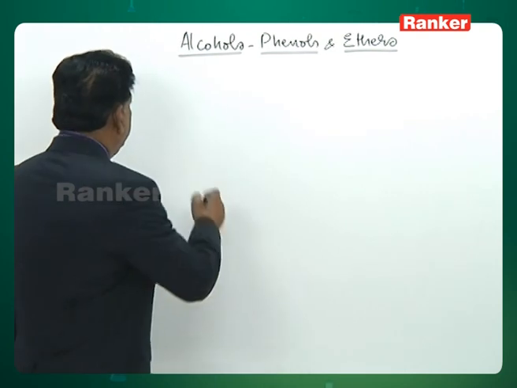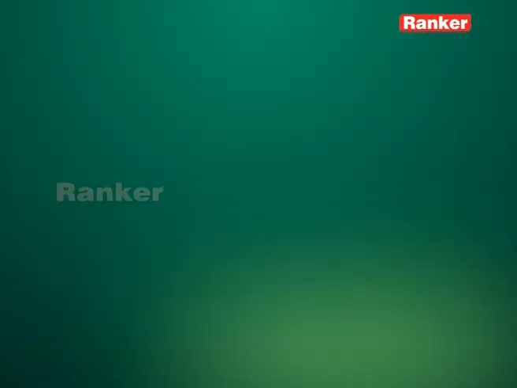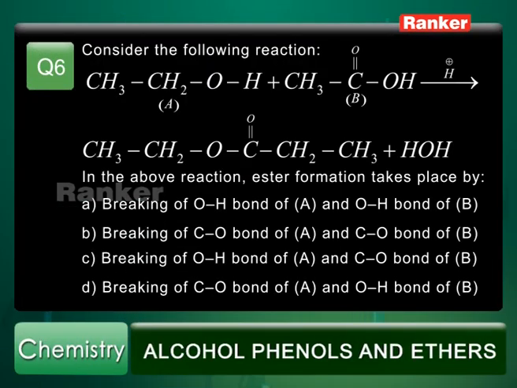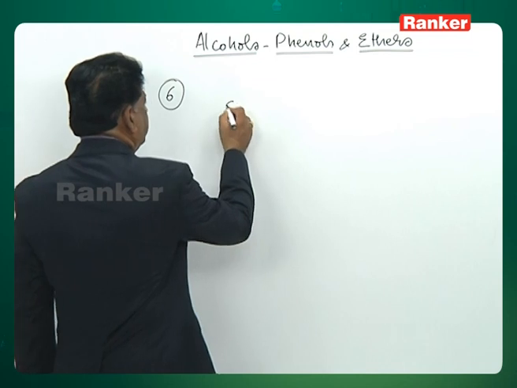So let's go to question number 6. An ethyl alcohol is treated with acetic acid. Ethyl alcohol treated with acetic acid in the presence of acid. The product is an ester and water. So ethyl alcohol with acetic acid, ethyl acetate is formed.